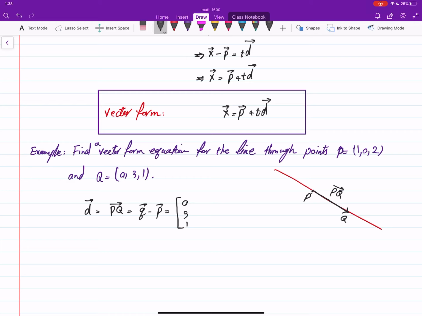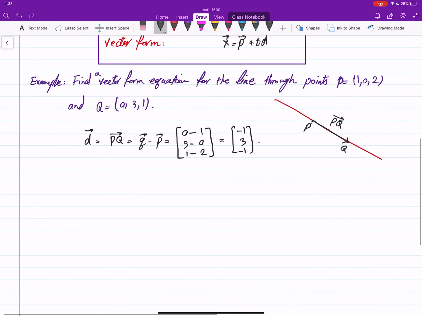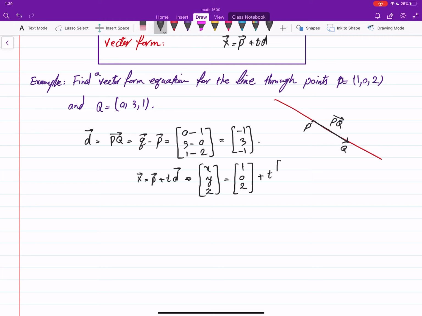In this case, lowercase q is the position vector of the point Q, (0, 3, 1), minus p, which is (1, 0, 2), which gives us (-1, 3, -1). When you have that, use the P, so x equals p plus td. This gives us (x, y, z) equals (1, 0, 2) plus t times d, where d is (-1, 3, -1). And that's the vector form.